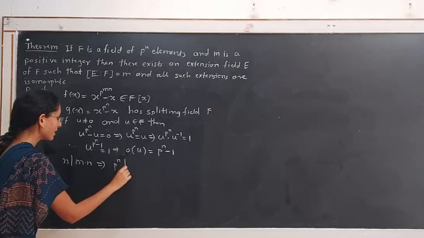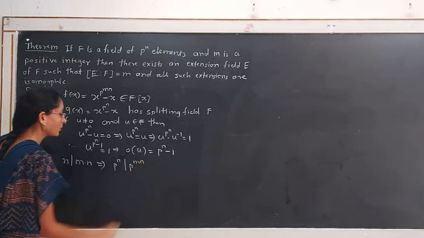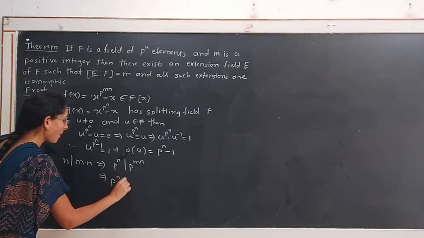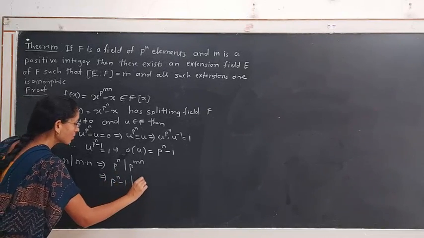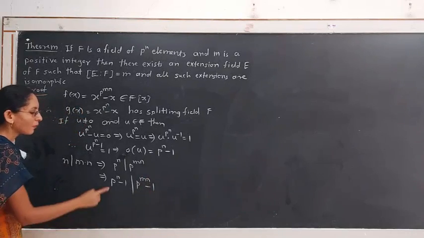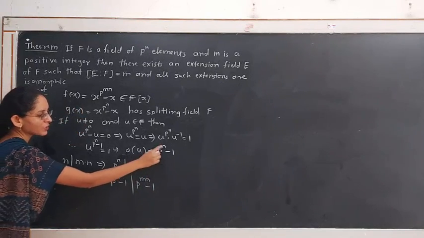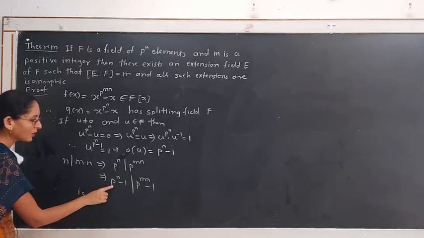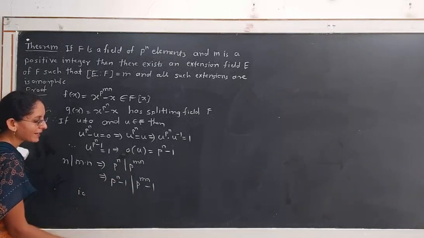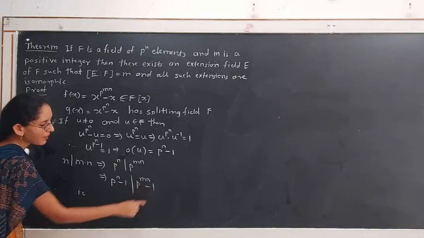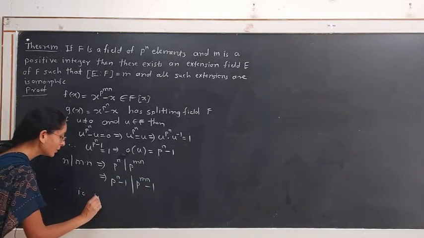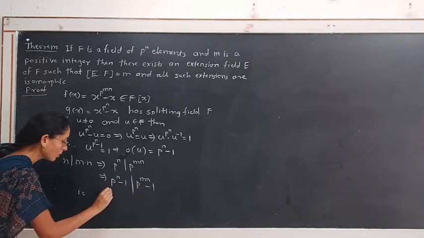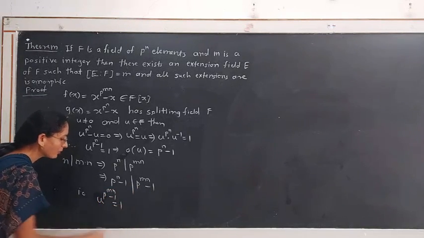p raised to n divides p raised to m into n. Also, this implies p raised to n minus 1 divides p raised to mn minus 1. What is this p raised to n minus 1? This p raised to n minus 1 is the order of the element u. That is, the order of the element u divides the term p raised to mn minus 1. This implies u raised to p raised to mn minus 1 is equal to 1.